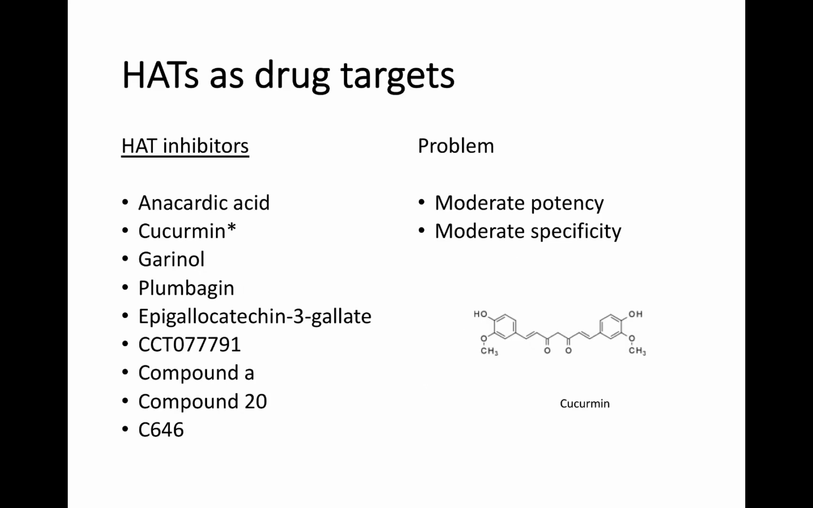Because of their roles in various diseases, HATs are under investigation as possible drug targets. A variety of HAT inhibitors have been investigated, including curcumin, a compound that is found in curry powders and turmeric and is sold as a supplement. While these inhibitors are promising drugs, many suffer from moderate potency, meaning that their inhibitory effect is not very strong. In addition, because there are a large number of HATs which all share a very conserved catalytic domain, many of these inhibitors show only moderate specificity and inhibit more than one HAT.